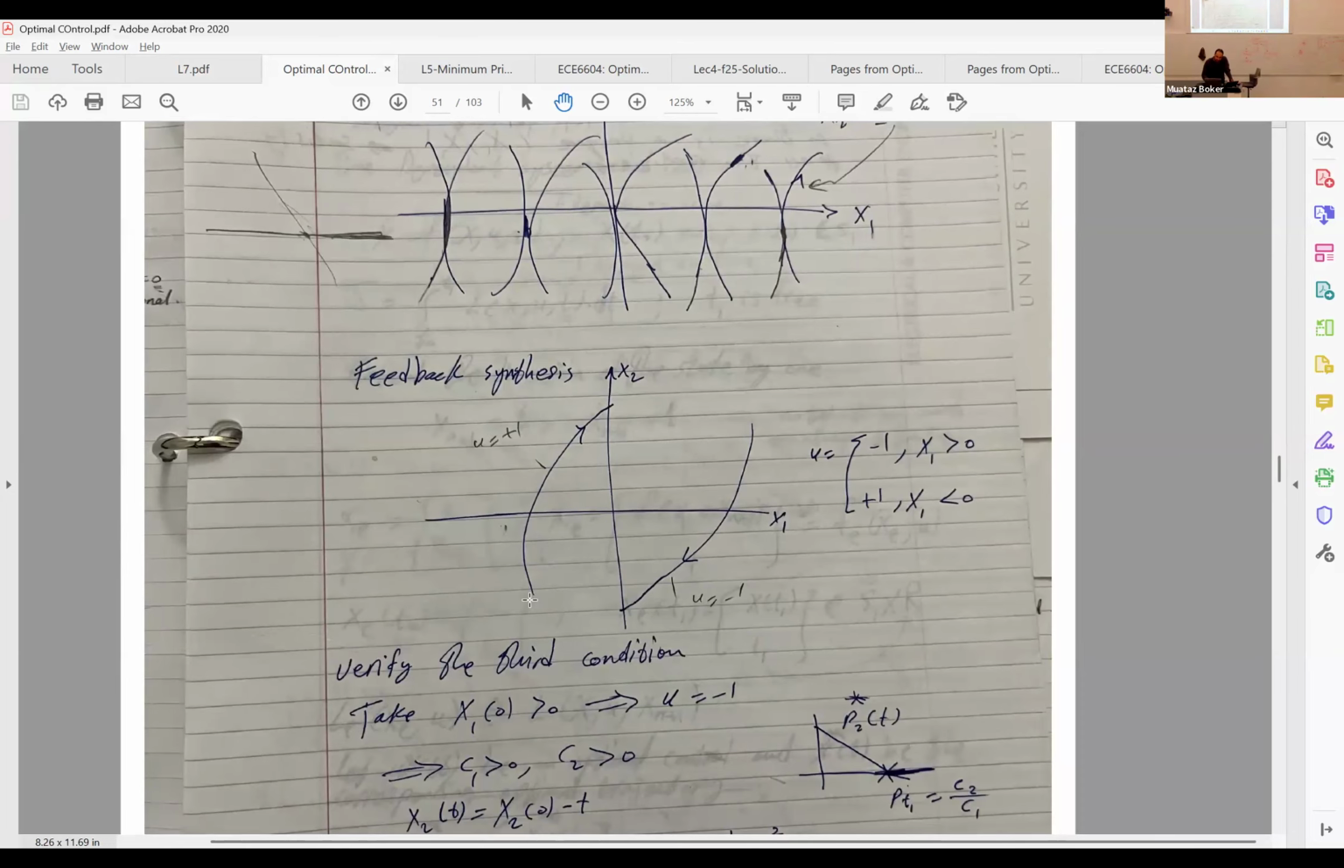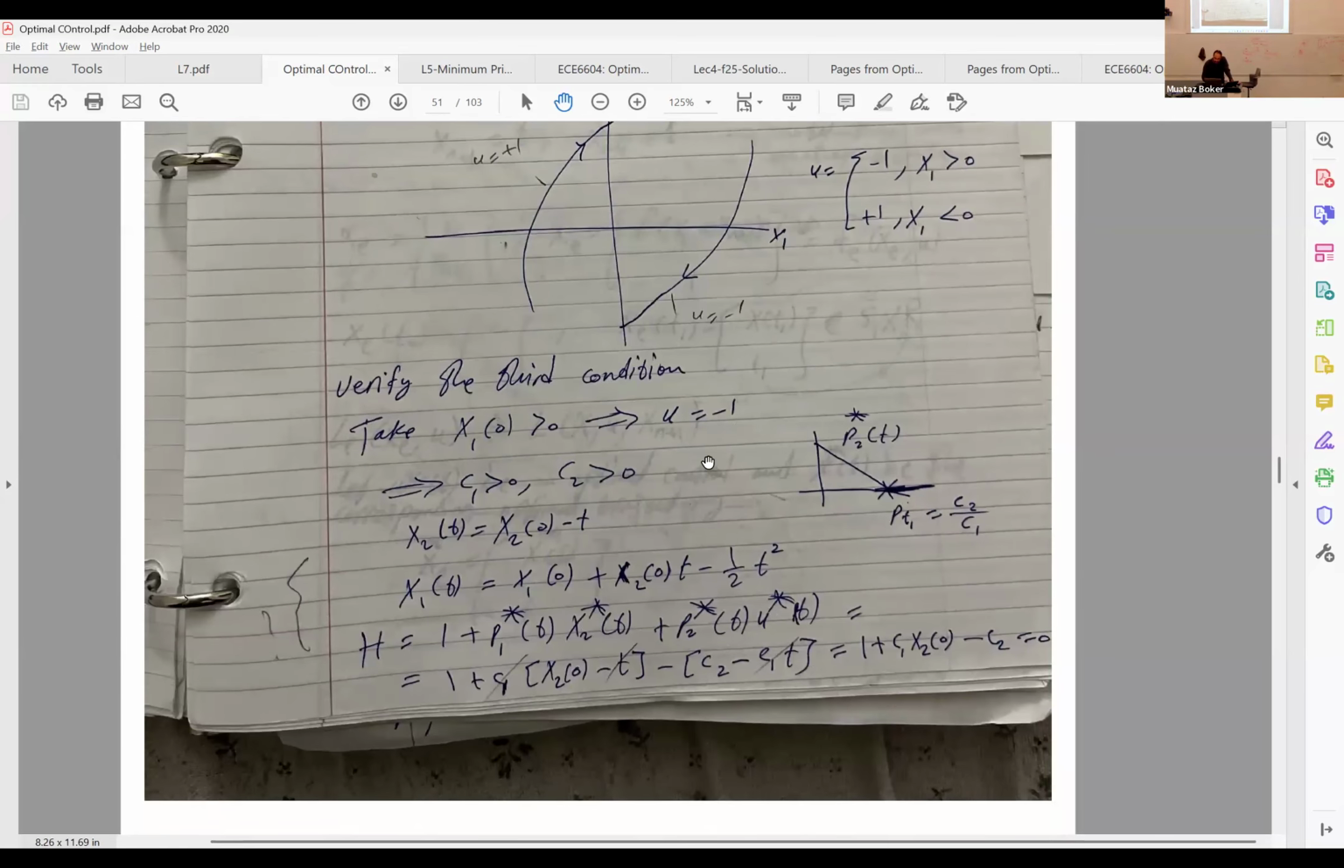Similarly, if I am in the left half plane and X1 is negative somewhere here, I apply positive U equal to plus 1, and that will drive it according to the parabola to somewhere on the y-axis, and that's it. So we reach X1 equal to 0. Now, the time to stop, so you start from any time. The time to stop is C2 over C1, which depends on the initial conditions of P1 and P2.